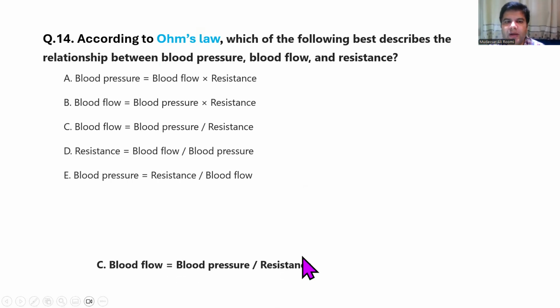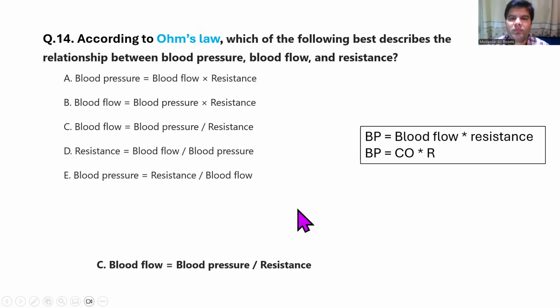This is the formula of Ohm's law, which means that blood flow will increase if blood pressure increases, and also, if the resistance decreases, blood flow will increase. So blood flow has a direct relationship with blood pressure, and an inverse relationship with resistance. The same Ohm's law can also be written as blood pressure is equal to blood flow into resistance. So it is the same equation.